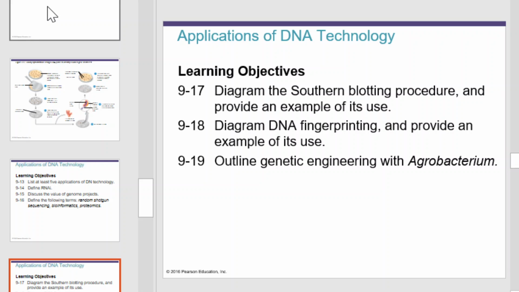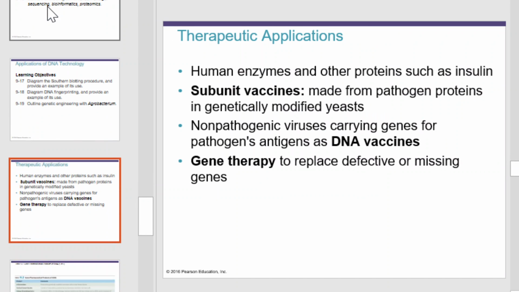Applications of DNA technology. Therapeutic applications of DNA technology include the production of human enzymes and other proteins such as insulin. Subunit vaccines are also an example of a therapeutic application of DNA technology. Subunit vaccines are made from pathogen proteins in genetically modified yeasts.